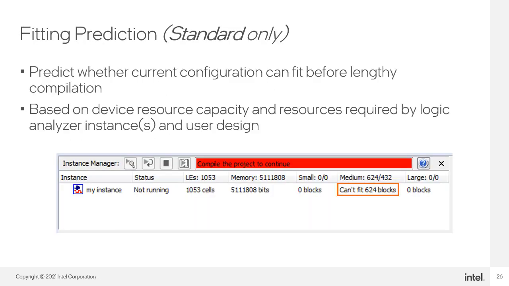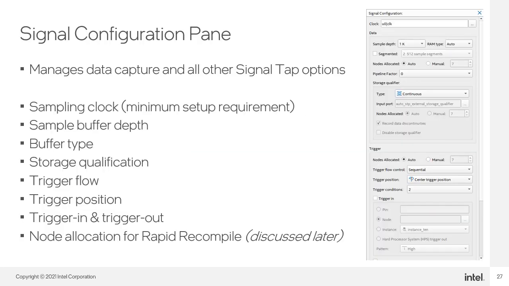If the SignalTap configuration uses more logic or memory blocks than are available in the target device, the overuse will be highlighted in the instance manager as shown here. Disable Trigger Enable or Data Enable options, or remove nodes from the node list to reduce the number of resources required to implement the logic analyzer.